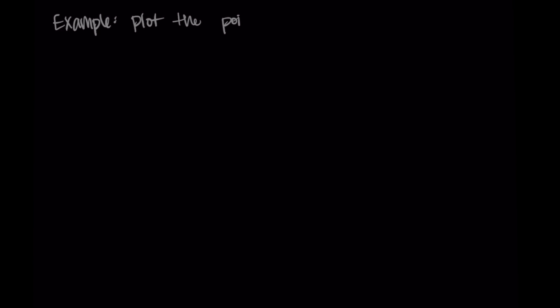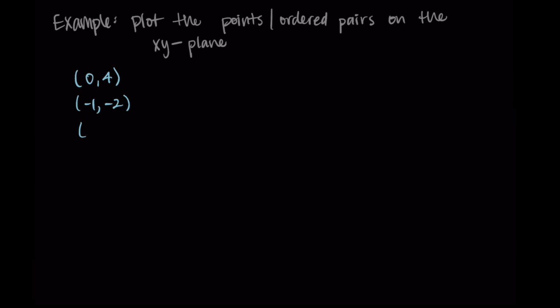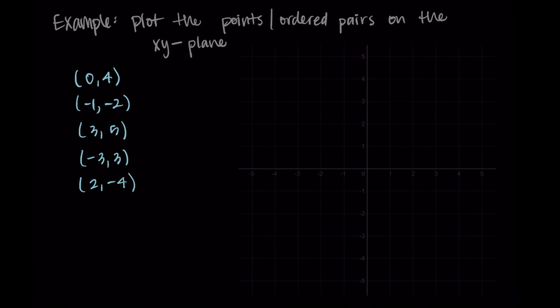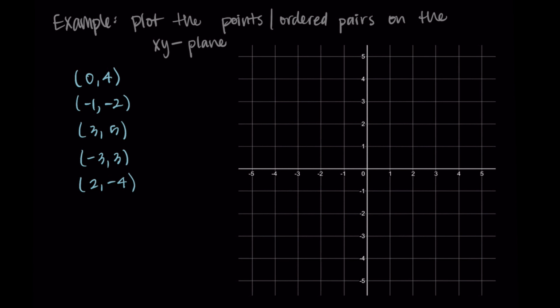All right, so let's try this on an example. Let's plot the points, or also called ordered pairs, on the xy plane. So I'll give us some points and we'll just plot them. I have 0, 4, -1, -2, 3, 5, -3, 3, and 2, -4. All right, so I'll put some axes here to help us graph. Remember, the horizontal is x and the vertical is y. And let's just graph these one at a time.